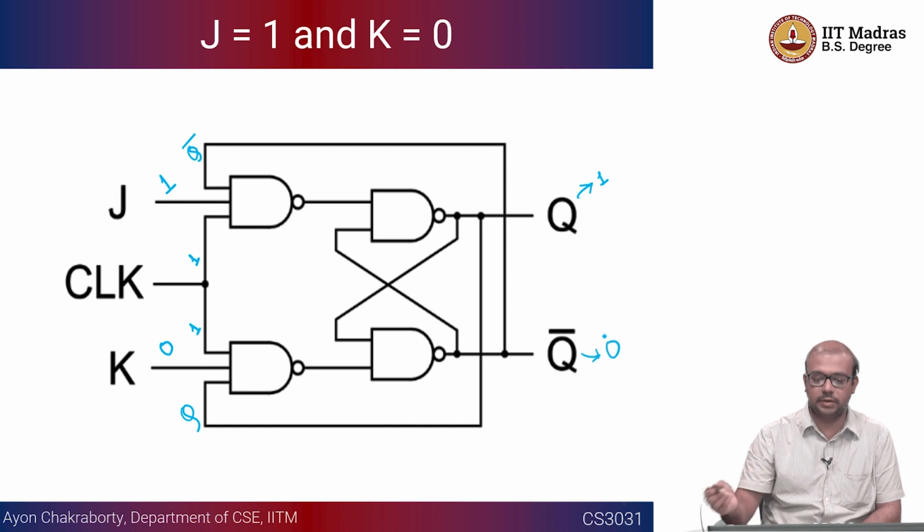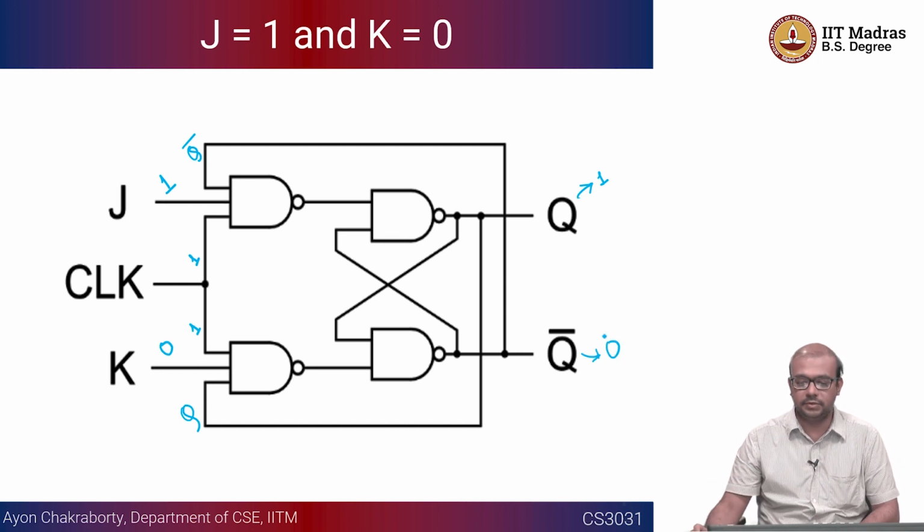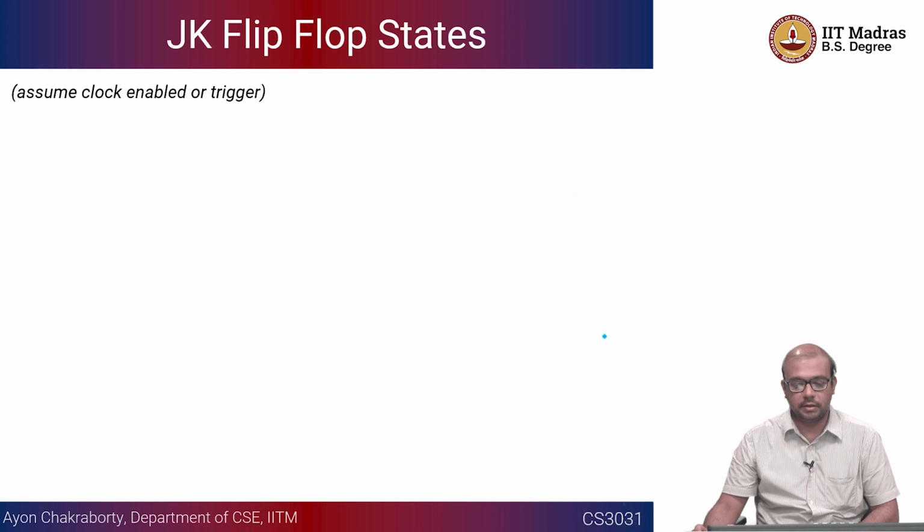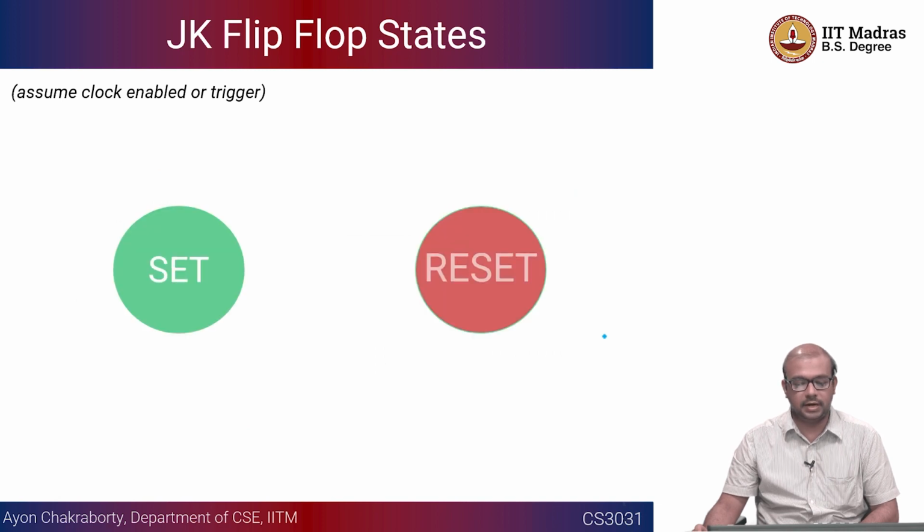So this is just the opposite one. If you use j equal to 0, k equal to 1, you clear the value of q to 0, you set the value of q to 0. If you make j equal to 1 and k equal to 0, you set the value of q equal to 1.